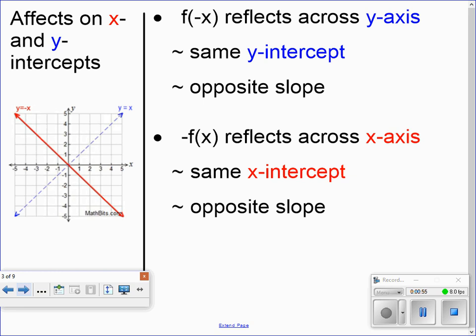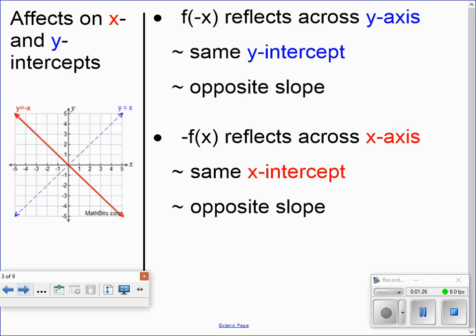When we reflect, we're reflecting either across the y-axis, and to know that we're reflecting across the y-axis, the direction that we're given is f of negative x. Notice that the negative is on the inside of the f of x part. This tells us to reflect across the y-axis. When we reflect across the y-axis, you're going to notice that the y-intercept is going to remain the same. And again, the slope when we reflect is going to be the opposite.